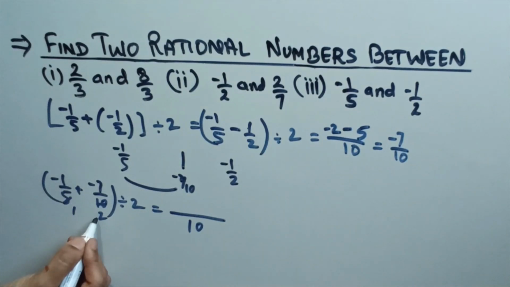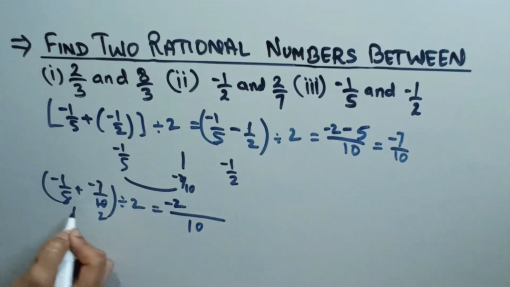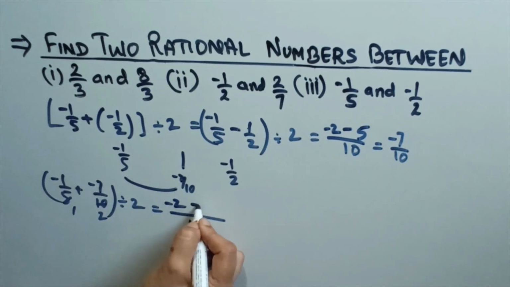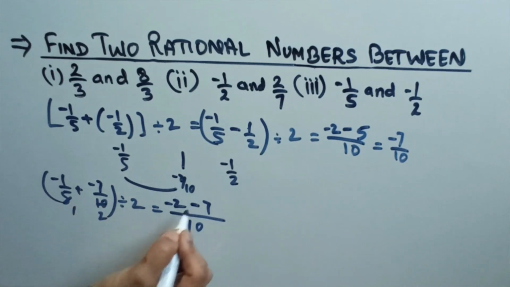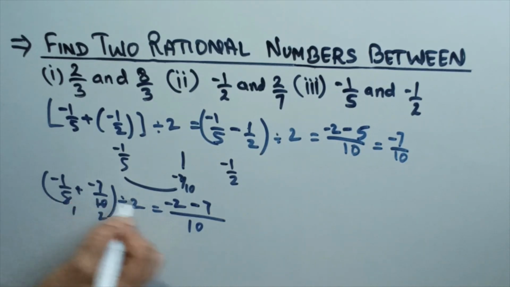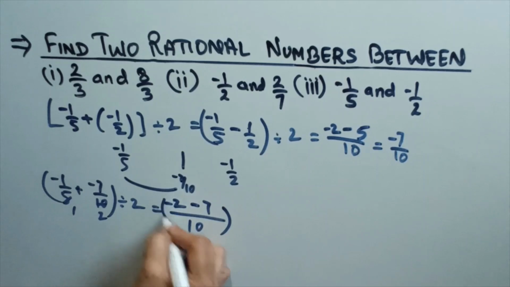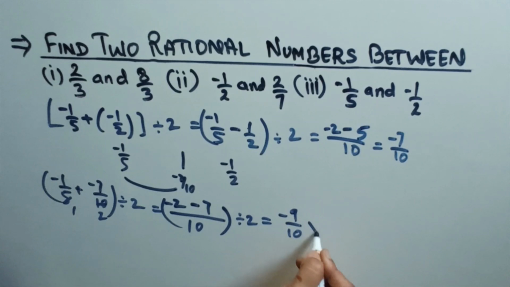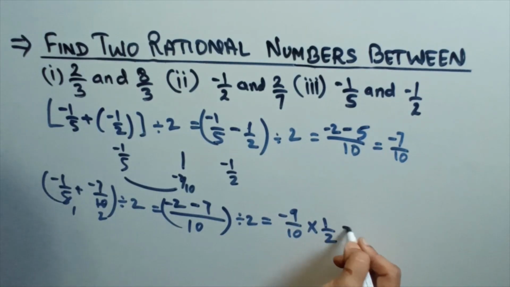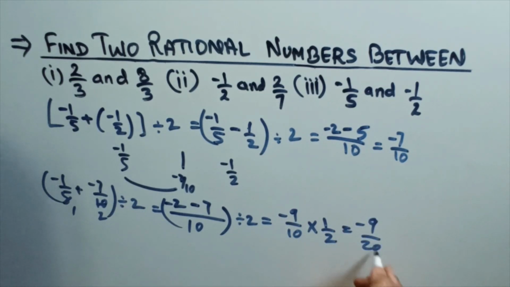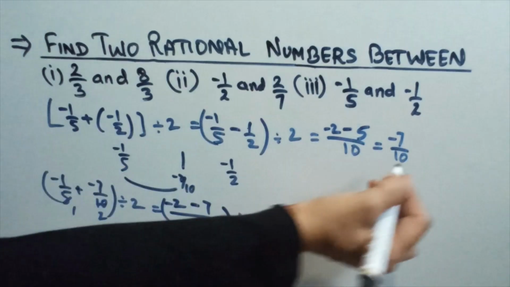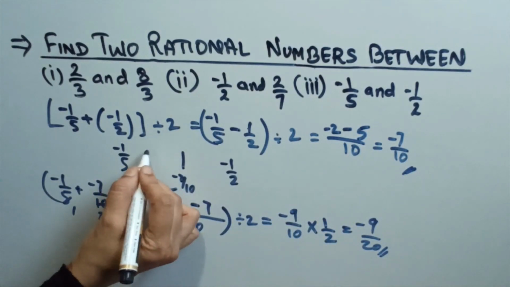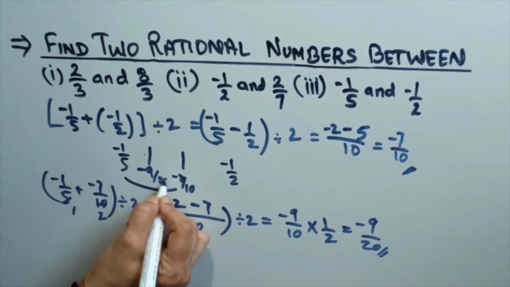Minus 1 into 2, 2 ones are 2, minus 2. 1 sevens are 7, minus 7, because plus sign and minus sign, plus minus is minus. So this is with a minus sign, divided by 2: minus 9 by 10 into, now I am putting a multiplication sign, taking the inverse, this will become 1 by 2. So minus 9 by 20. This is the second one. First one, second one. This number is here in between these two numbers, minus 9 by 20, exactly in between these two numbers.